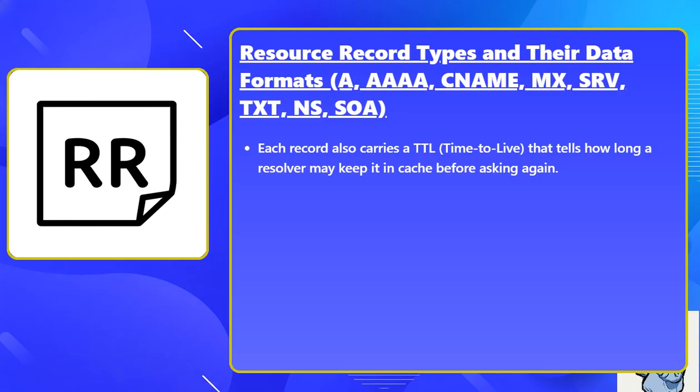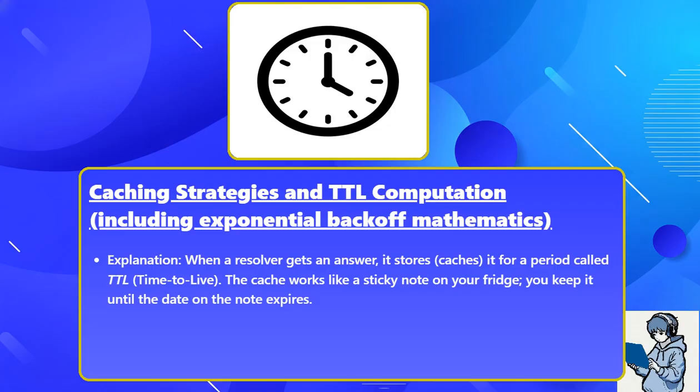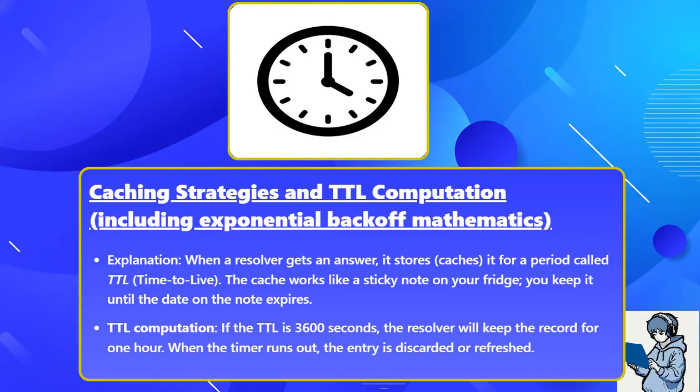When a resolver gets an answer, it caches it for a period called TTL, time to live. The cache works like a sticky note on your fridge. You keep it until the date on the note expires. TTL computation: if the TTL is 3,600 seconds, the resolver will keep the record for 1 hour. When the timer runs out, the entry is discarded or refreshed.